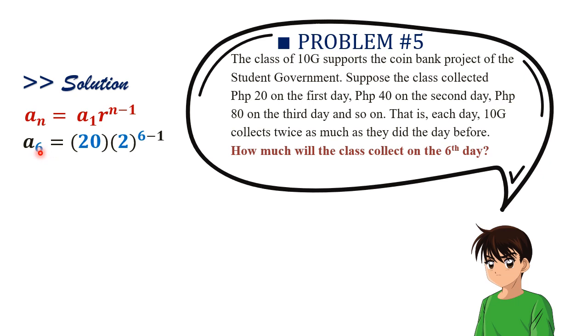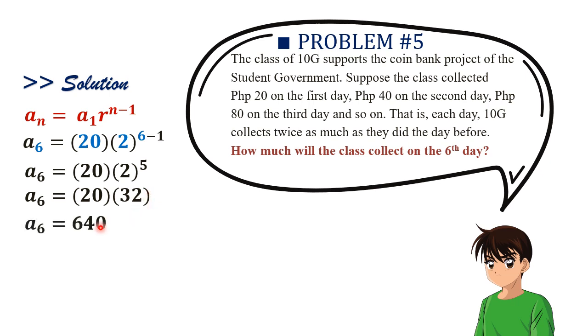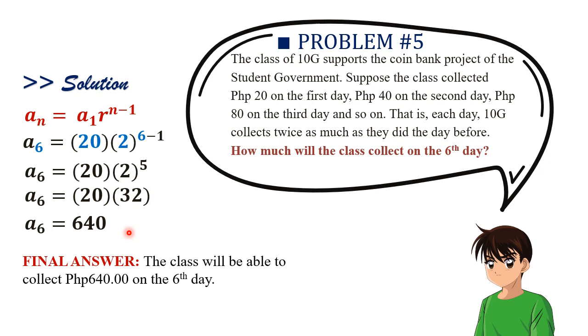So a sub 6, since we're looking for the value of the 6th term, a sub 1 is 20, our r is 2, and our n again is 6. So let's have 6 minus 1. Let's have our exponent first. So we have 5. Then what is 2 raised to 5? That's 32. And lastly, multiply with 20. It's 640. Therefore, the class will be able to collect 640 pesos on the 6th day, assuming that the pattern here given is consistent. Okay, so that's it.